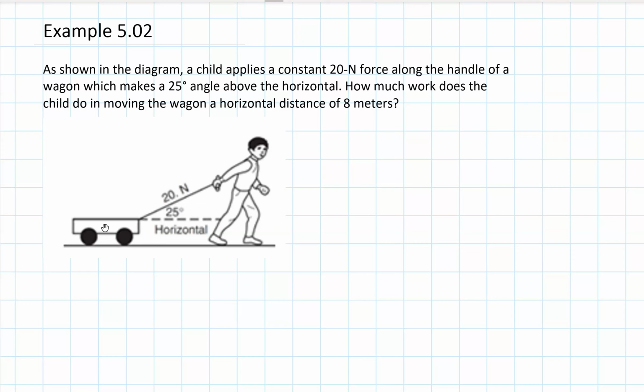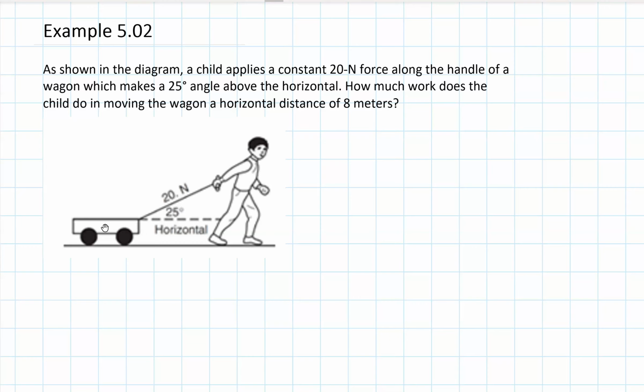As shown in this diagram, we have a child applying a constant 20 Newton force. That's that force shown right there, along the handle of this wagon. The angle is 25 degrees with the horizontal. How much work does the child do in moving the wagon a horizontal distance of 8 meters?